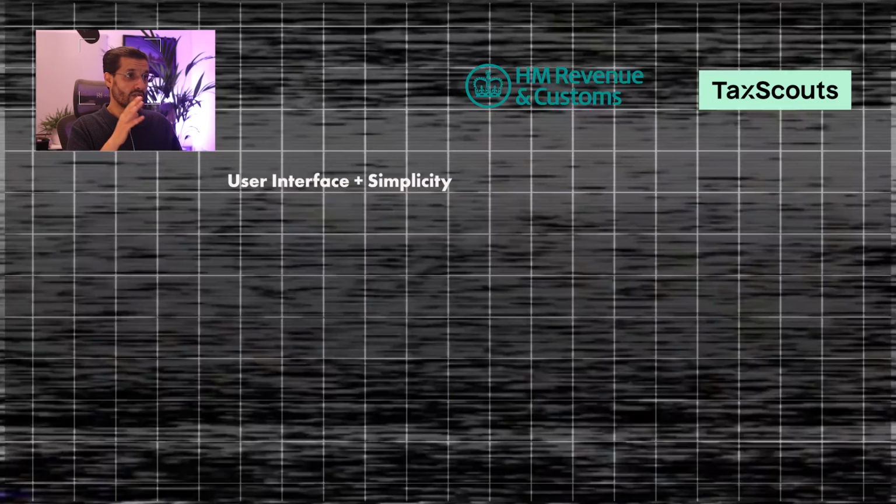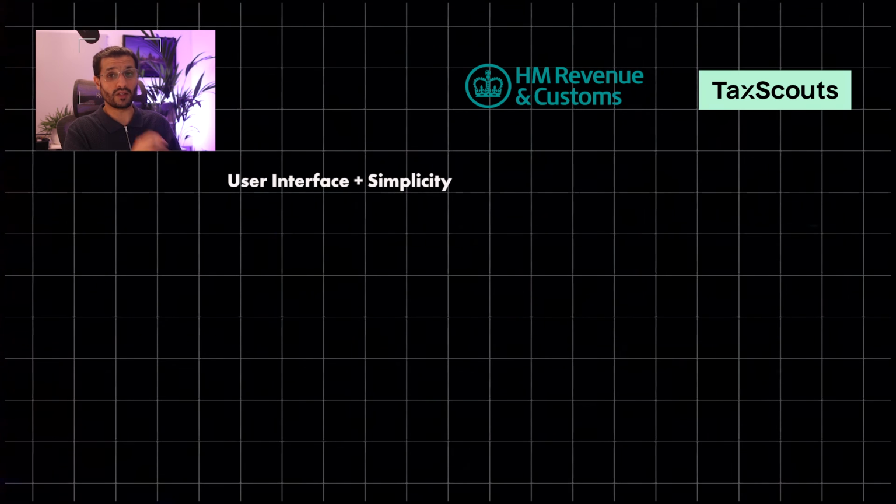And finally, I swiftly want to just compare and contrast HMRC's process and portal against TaxScouts. And you can see on screen, there's a graphic where I'm rating each. And the first rating I'm going to give is on the user interface and simplicity. I'm going to give HMRC an 8 and TaxScouts a 9.